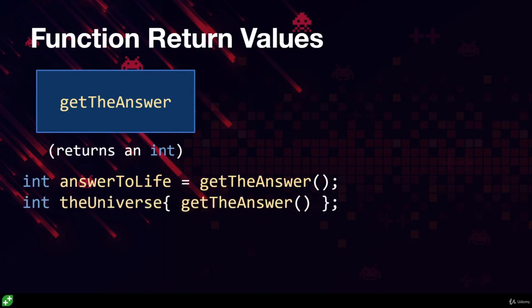We can also pass function return values into other functions. We simply call the function inside another function's parentheses. Here we're passing the return value from getTheAnswer into the function useAnswer. GetTheAnswer returns an int, so this only works if useAnswer takes an int as its input parameter.